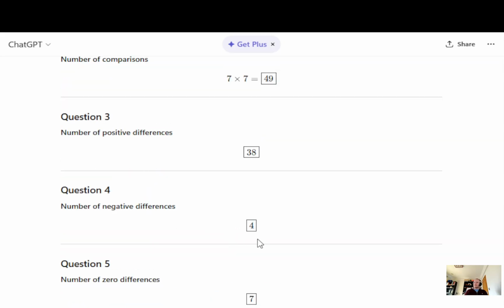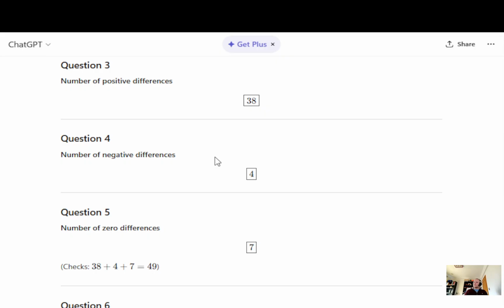There are 4 negative differences, which we could also do by hand, but I'll not do that for the purpose not to make this video too long. So the vast majority of comparisons is 38.